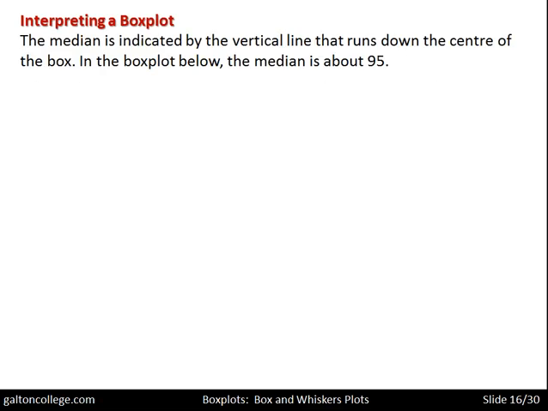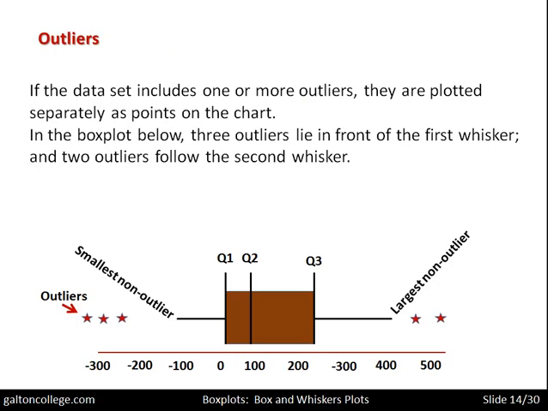Now the median is indicated by the vertical line that runs down the center of the box in the box plot. The median is about 95. It's difficult to say where it is. About, if you look at Q2 here, that's the median. It's about 95, thereabouts.